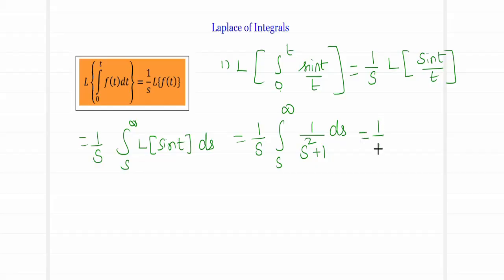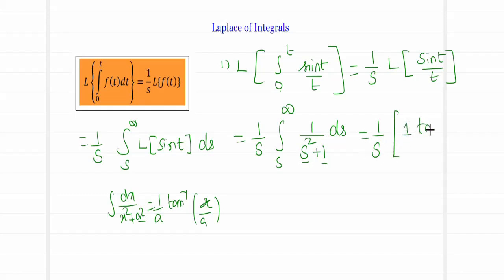So it gives me 1 by s. What is the integral of ds divided by s square plus 1? We know that integral dx divided by x square plus a square is 1 by a tan inverse x by a. In place of x, we have s. In place of a, we have 1. So it is 1 by s times 1 tan inverse of s by 1 with the limits from infinity to s. So this gives me 1 by s.